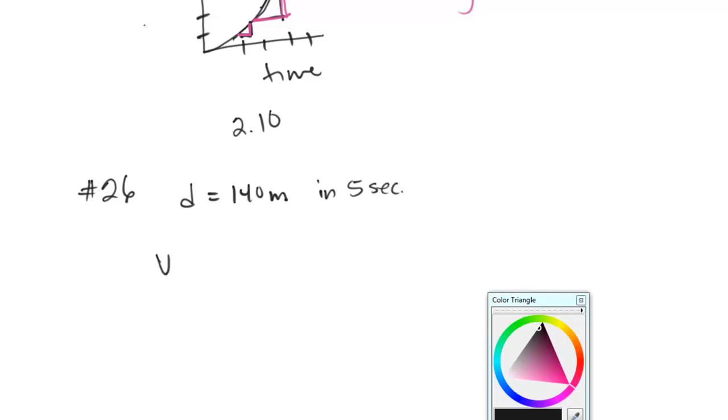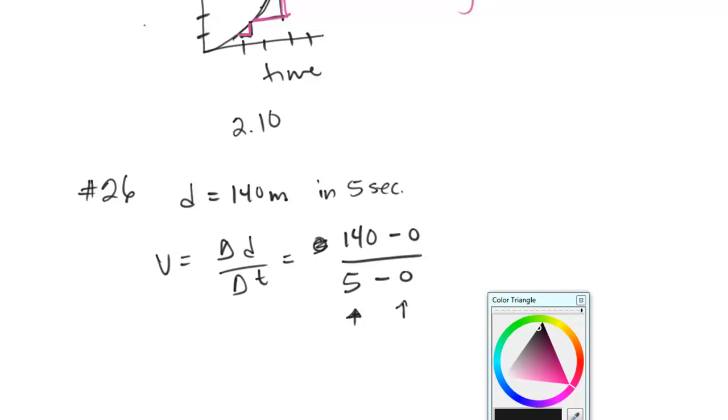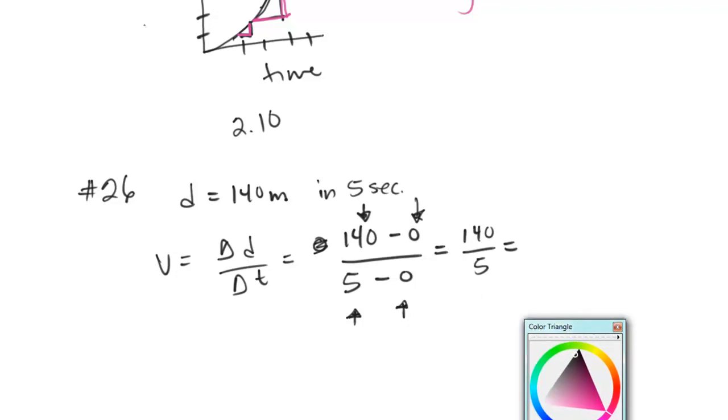Remember that velocity is equal to the change in distance over the change in time. So the change in distance goes from 0 to 140, and the change in time is 5 seconds minus 0. This is the end time, this is the initial time, end distance, initial distance. This is just equal to 140 divided by 5, and I don't know what that is. So whatever that equals, that's the answer.